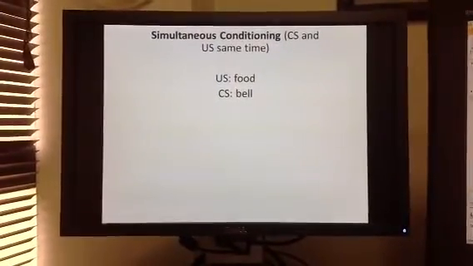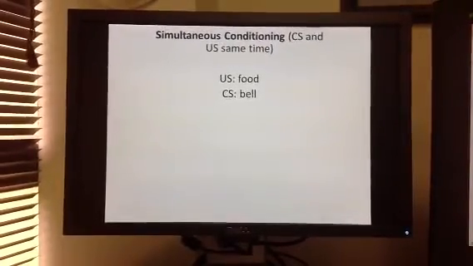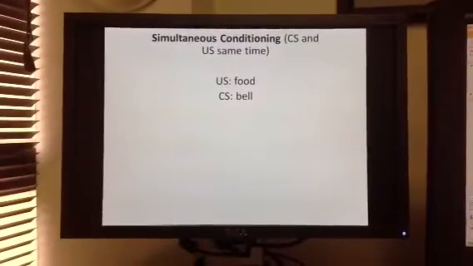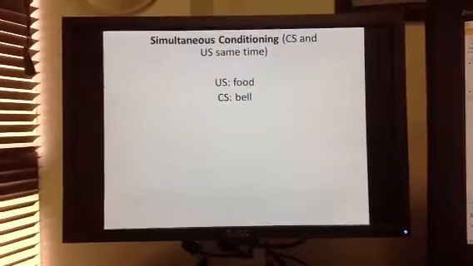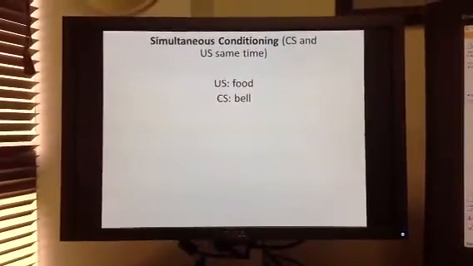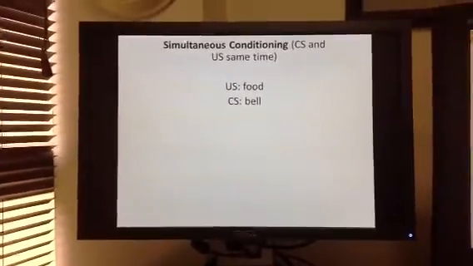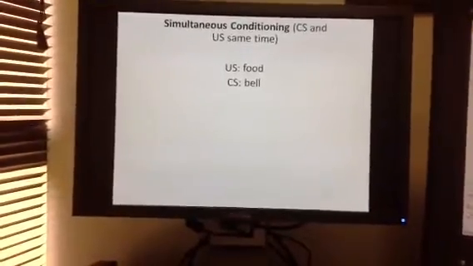In Pavlov's example, this would be that when the food was presented, the bell or tone, however you want to call it, was presented at the exact same time. So there was no time interval in between, no lapse in between presentation of the US and the CS. So simultaneous conditioning is when both the US and the CS are presented at the same time.